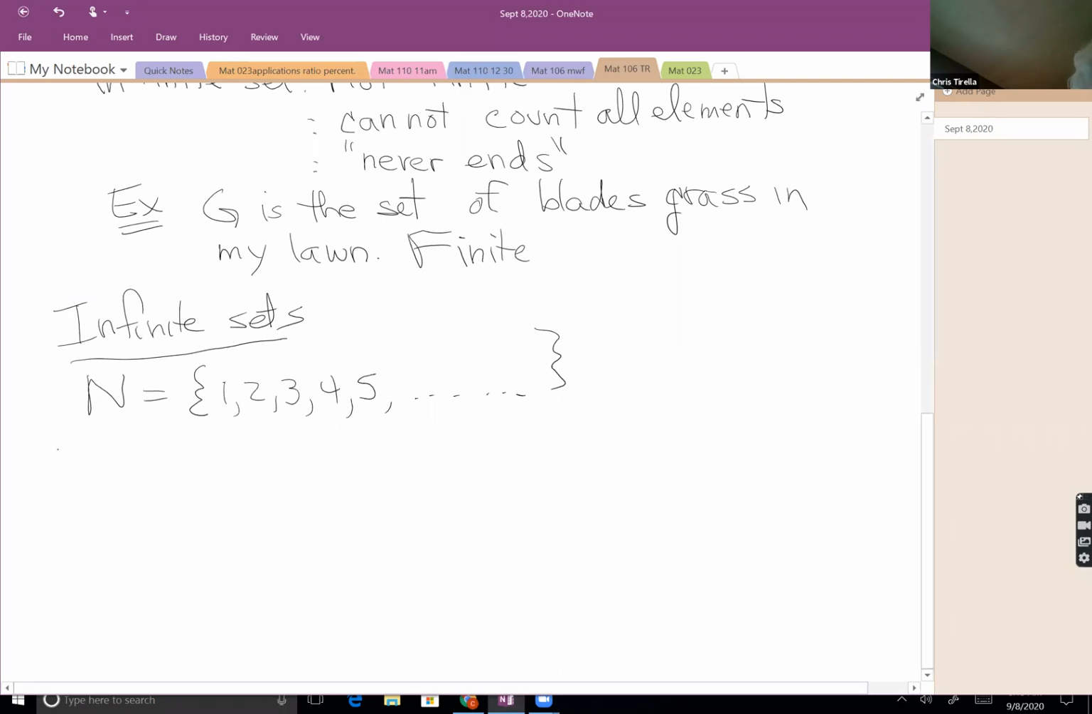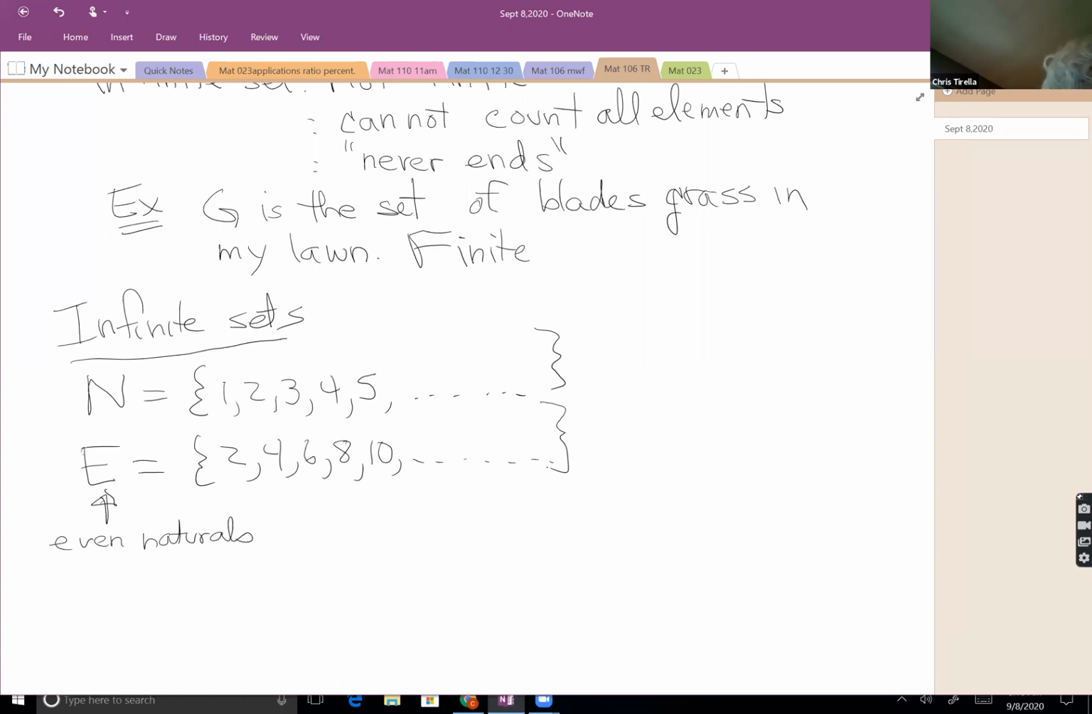I'd like to also consider another set, E. And E is going to be the even naturals. And so that would be the set 2, 4, 6, 8, 10. Is everybody comfortable with the idea that both of those sets are infinite, the even numbers are infinite? I'd like to ask, which set do you think is bigger? Which set do you think has more elements?